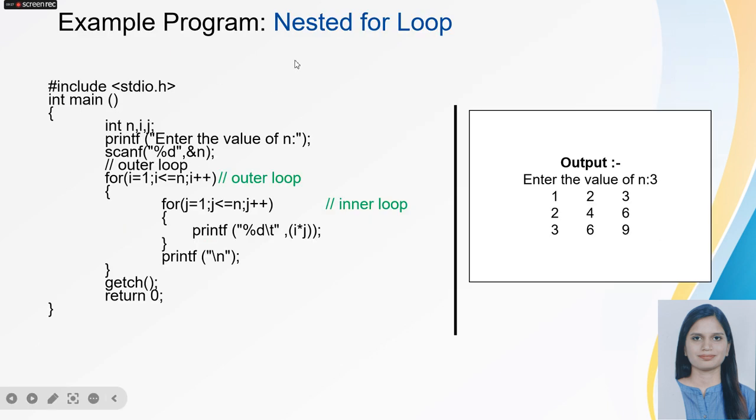Example program: nested for loop. Header file #include <stdio.h>, void main function, int data type and i, j variables. printf "Enter the value of n". scanf. For loop inside for loop, and print i and j, multiply i and j. Display output: enter the value of n as 3. Output: 1, 2, 3, 2, 4, 6, 3, 6, 9.